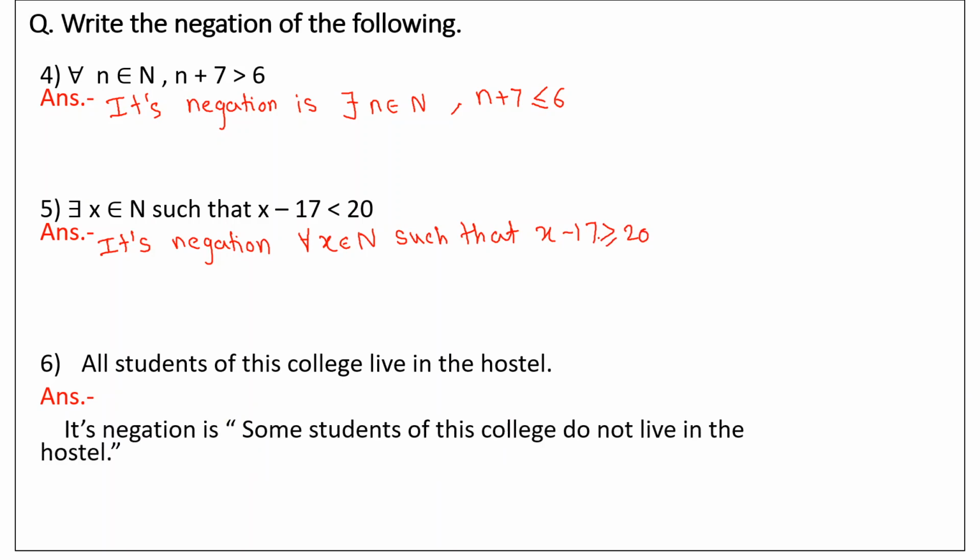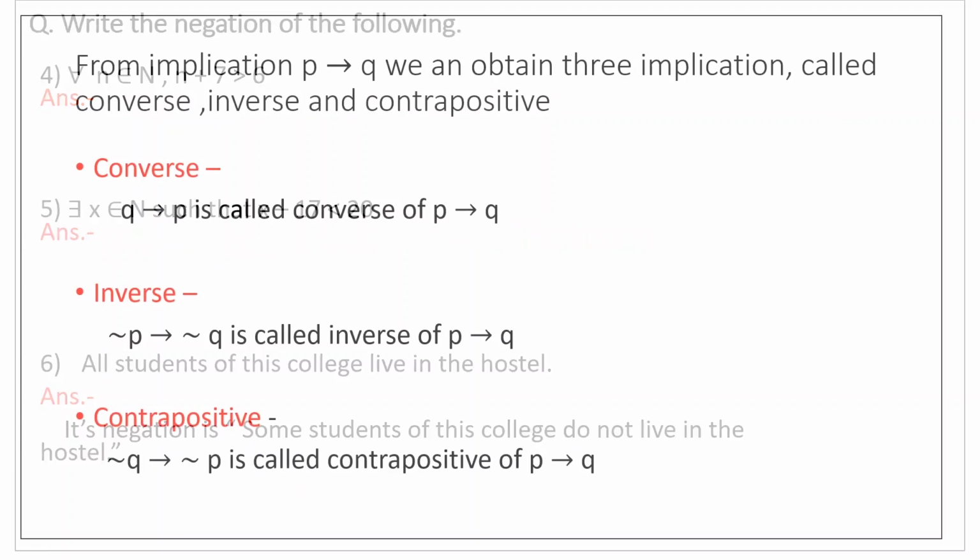Next, all students of this college live in the hostel. We have to write its negation. So replace this all by some: some students of this college do not live in the hostel. Okay, this will be the negation.